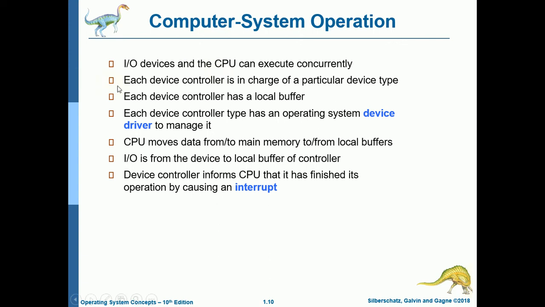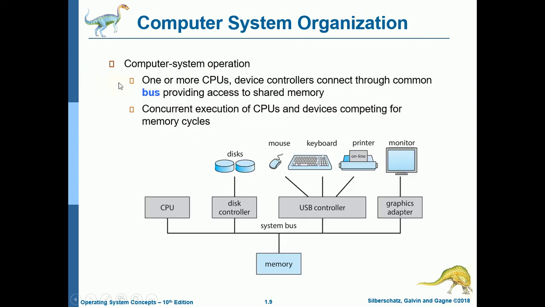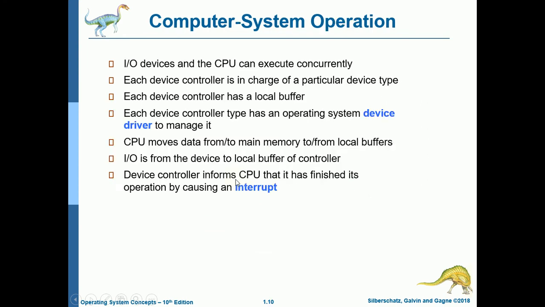Each device controller is in charge of a particular device type. As you can see in the illustration, this controller manages the disks. Each device controller has a local buffer, and each device controller type has an operating system device driver to manage it. So what is this device driver? A device driver acts like an ID of a device. How does this work? For example, you have a USB flash drive that you connect to the computer for the first time. You can see in the lower right-hand corner that it says the device driver for USB is installing.